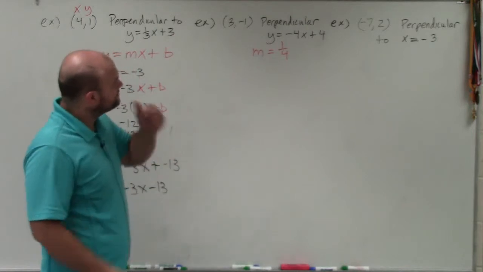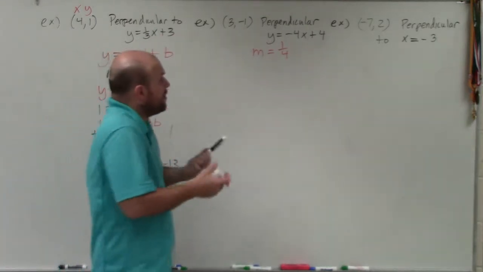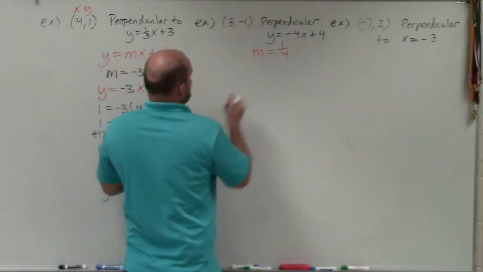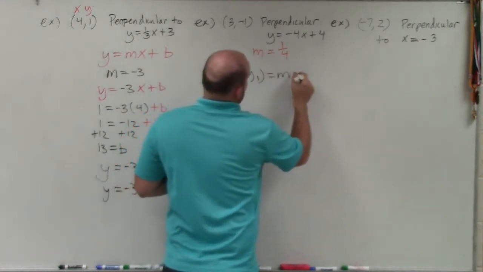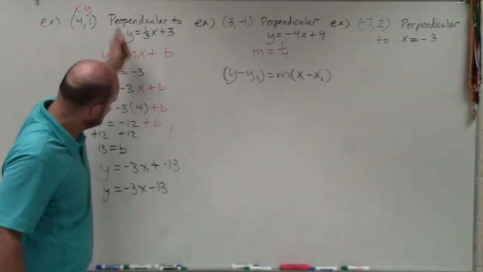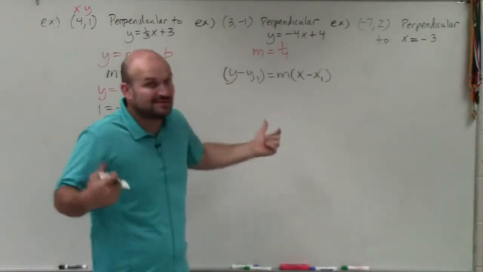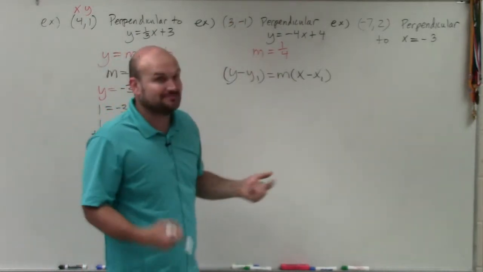Now, rather than using the slope-intercept form, I'm going to use point-slope form. And remember, point-slope form works when you have the slope and a point. So point-slope form looks like this: y minus y1 equals m times x minus x1. If you like using slope-intercept form, the way I did the last one, that's fine. But the reason we have point-slope form is to solve when you have a slope and a point.